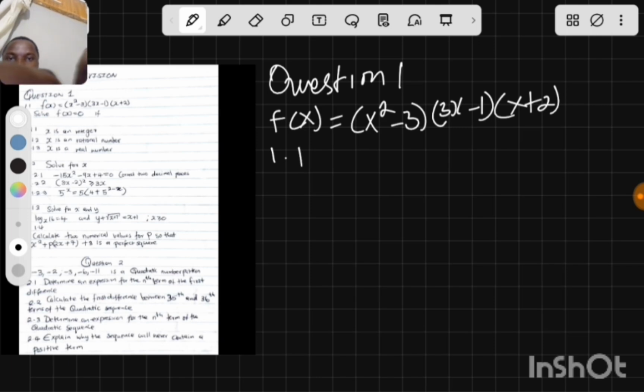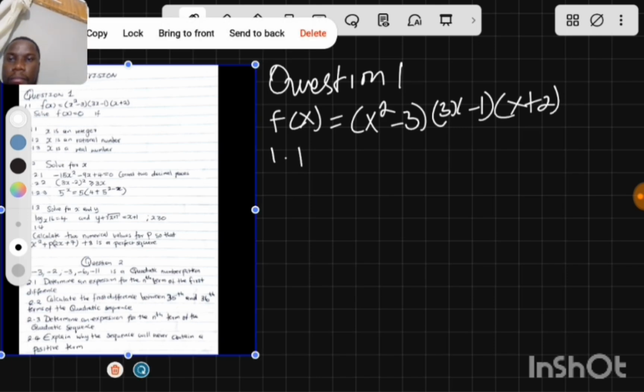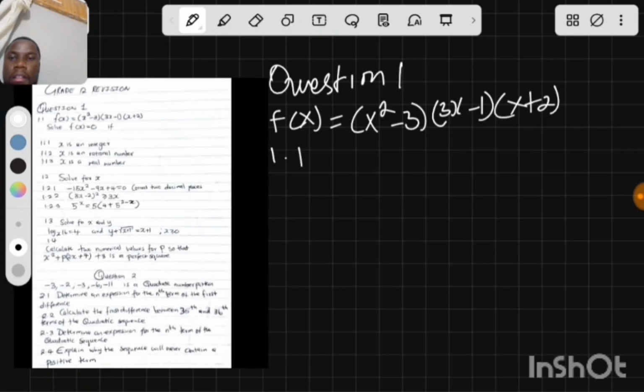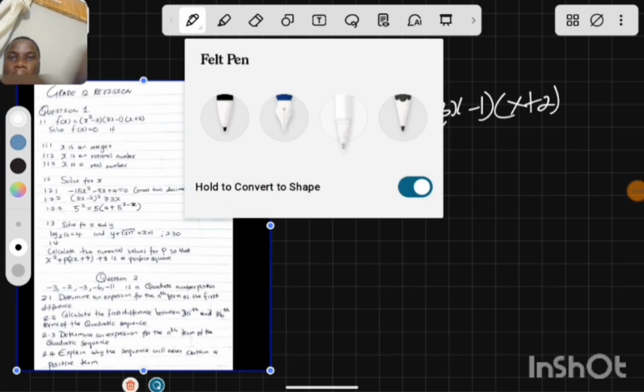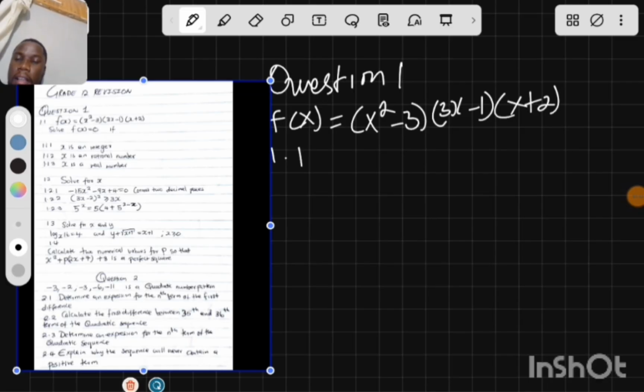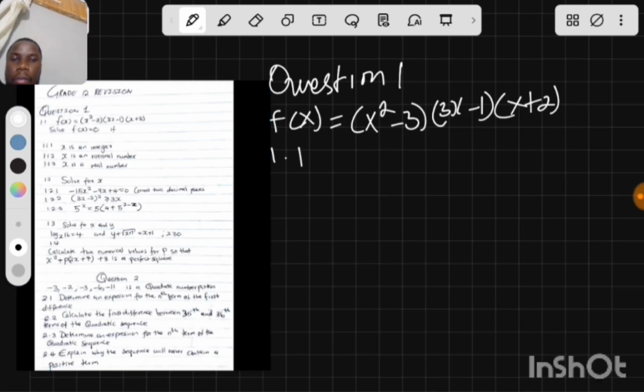1.1. They say solve for x if f of x is equal to 0. 1.1.1. Solve for x if x is an integer. Then if x is an integer, that means x must be a whole number.